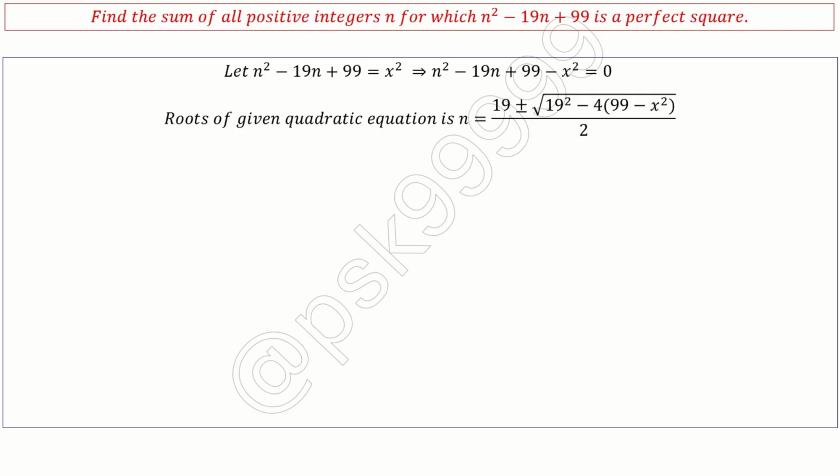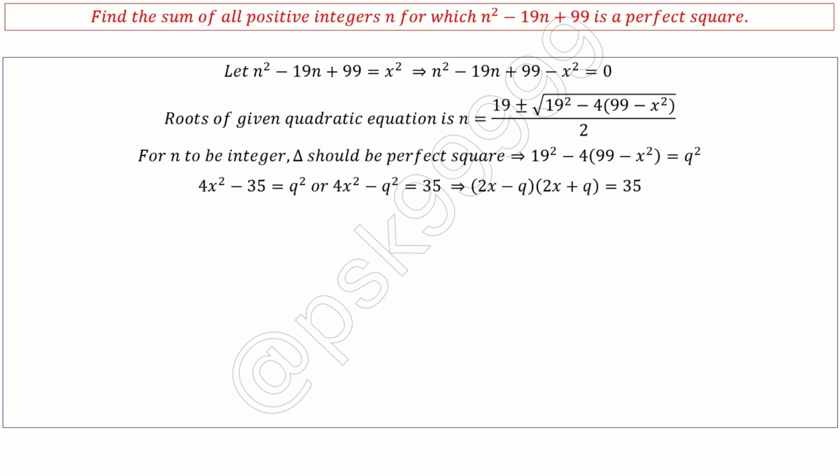Now I know that my discriminant has to be a perfect square to get an integer value of n. So my discriminant, 19 square minus 4 times (99 minus x square), should be equal to some perfect square, q square, I am calling it. Now simplifying, 4x square minus 35 equals q square, or 4x square minus q square equals 35. I can write this as (2x minus q) into (2x plus q) equals 35. How many factorizations does 35 have? 5 into 7 or 1 into 35. These are the two possibilities.